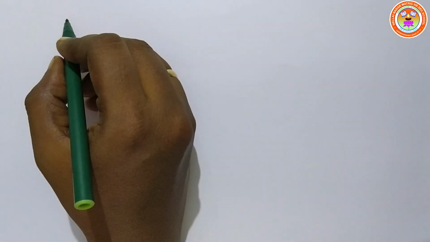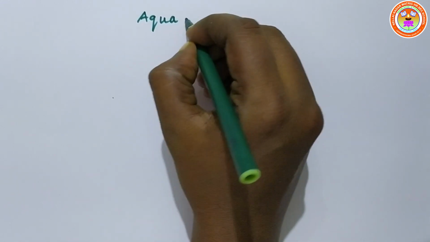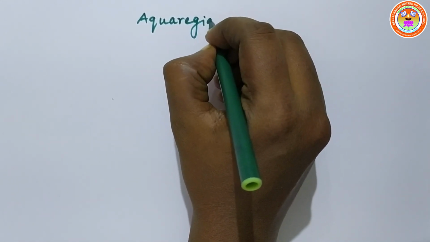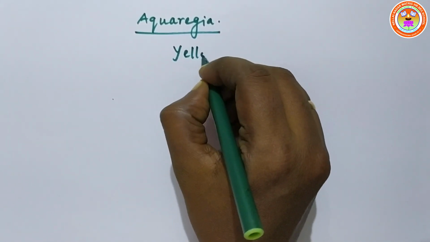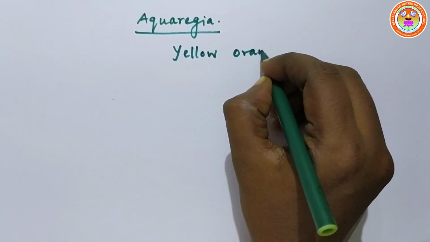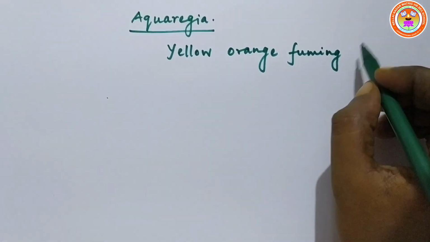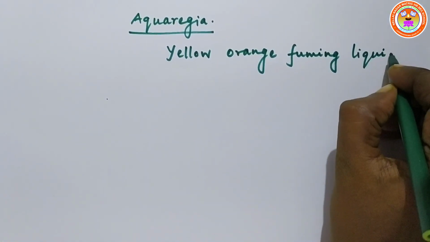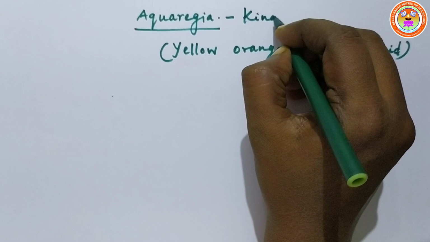Okay. The next one is aqua regia. It is also called king's water. Okay, children. The next topic is aqua regia. It is a yellow orange fuming liquid. It is also called king's water.